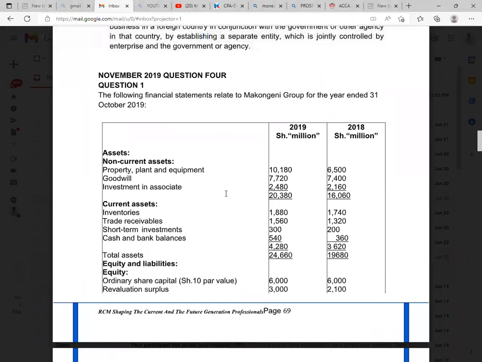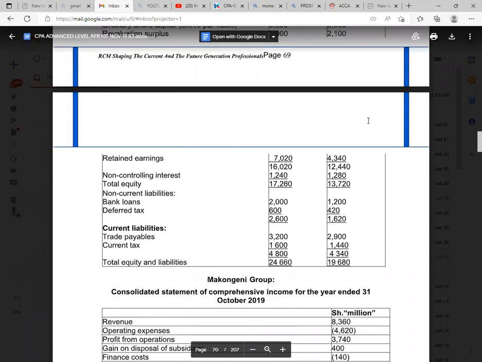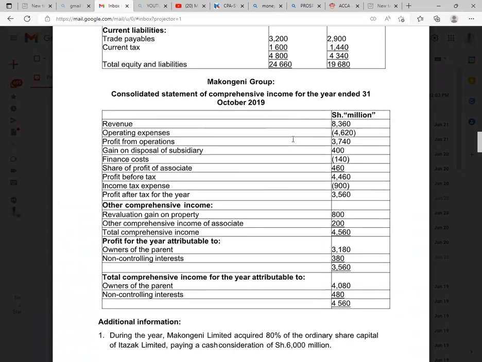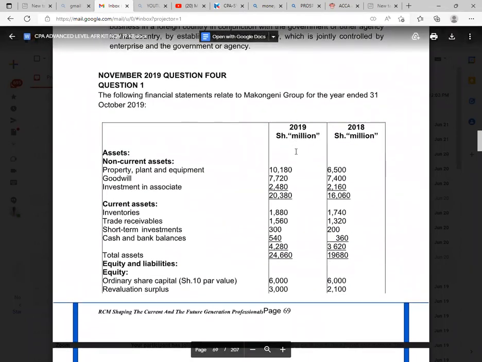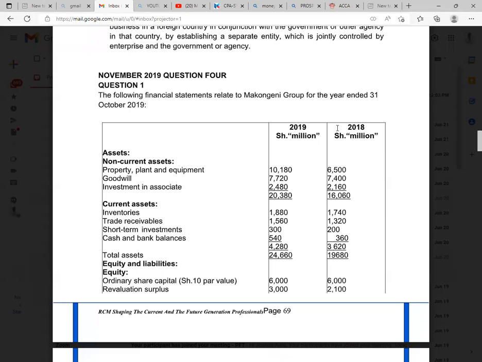We are told the following financial statements relate to Makongeni Group for the year ended 31st October 2019. Remember, to do a cash flow statement, you must be given two consecutive years' balance sheets, but for the income statement you only need the current year. So the statement of financial position, two of them, current year and last year.